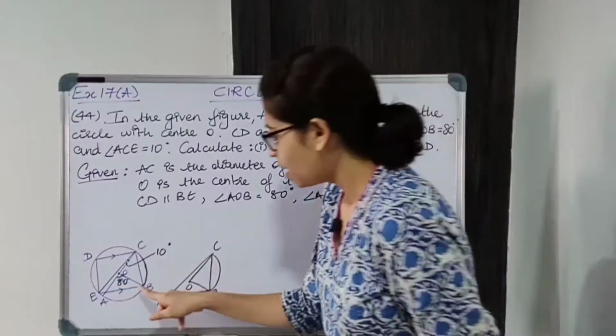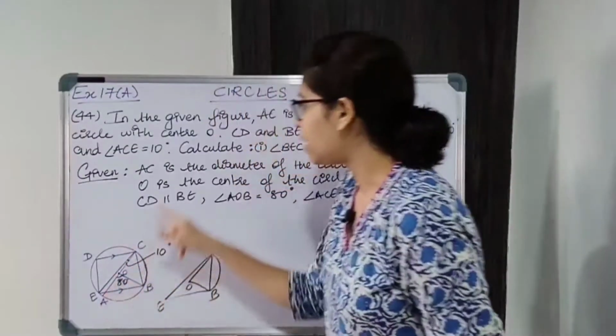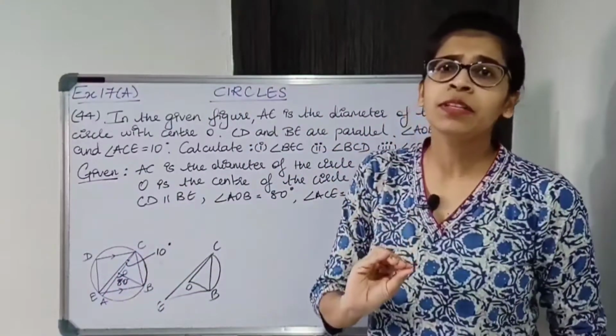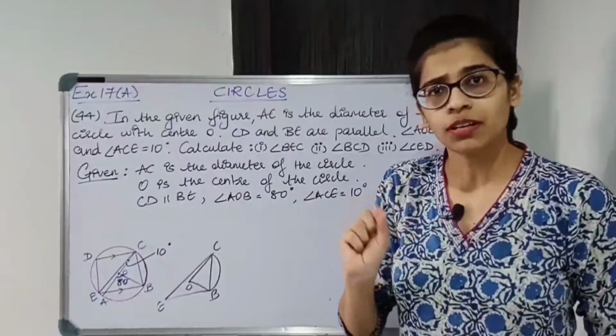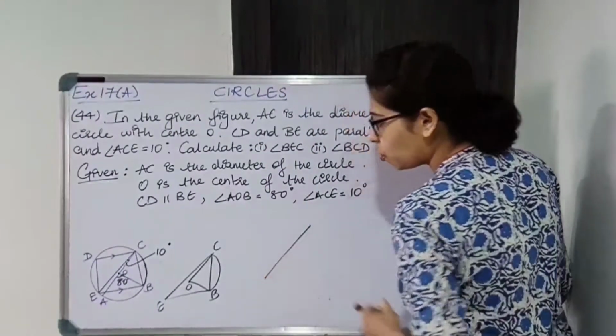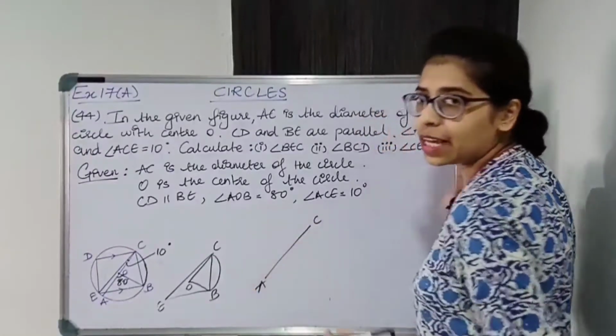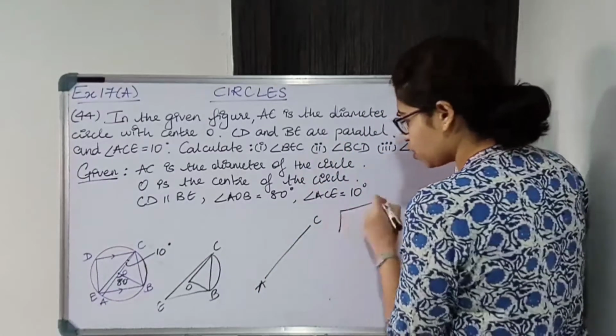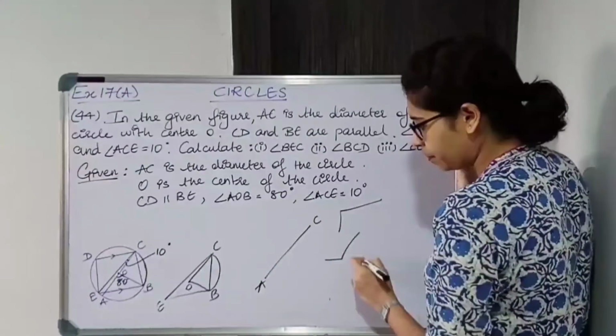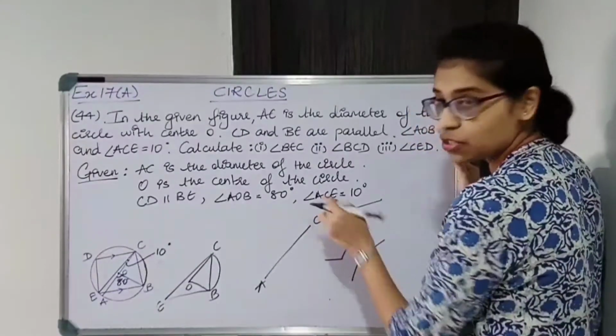Yes. Now we are given AC is the diameter. Diameter means what, a straight line? It is the longest chord of the circle. So we know this is a straight line. A diameter is not bent at some angle like this. It is always a straight line.